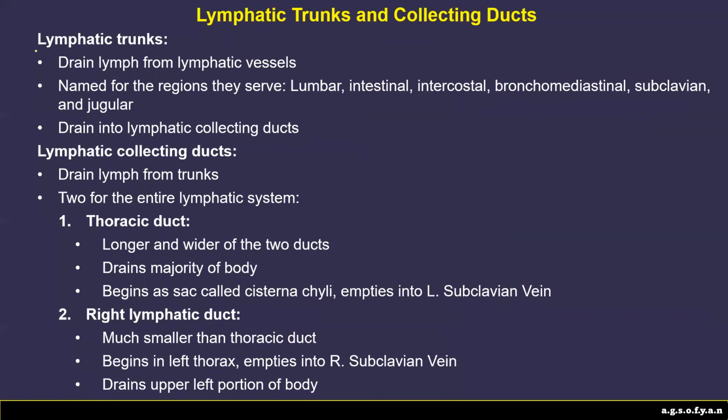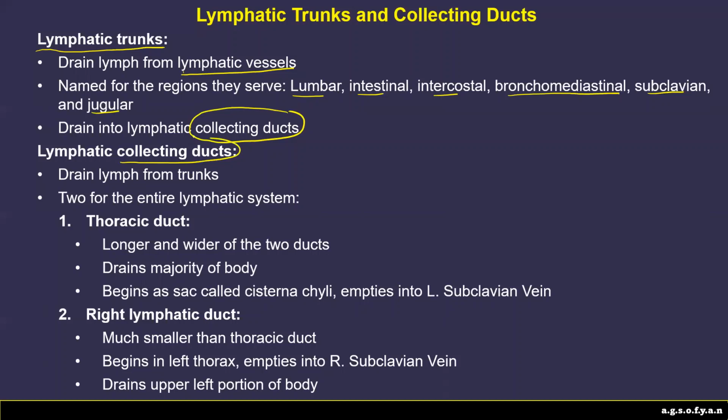Lymphatic trunk, this is bigger. This is a combination of several lymphatic vessels. And the name is based on the region that they serve. There is lumbar, intestinal, intercostal, bronchomediastinal, subclavian, and jugular lymphatic trunk. And these lymphatic trunks will drain the fluid into the lymphatic collecting duct.